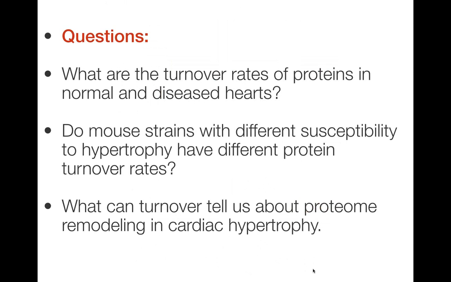So some of the questions we want to ask with these data are, what are the turnover rates of protein in normal and diseased hearts? And we also study a number of different mouse strains in the laboratories. These mouse strains have different susceptibility to our disease models of hypertrophy, and we want to know whether they have different protein turnover rates.